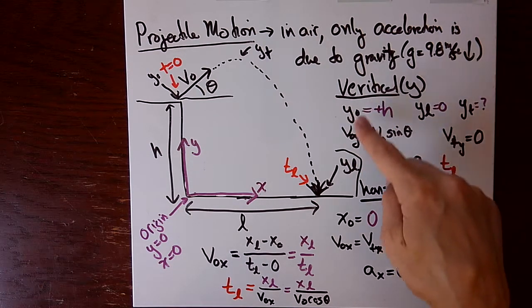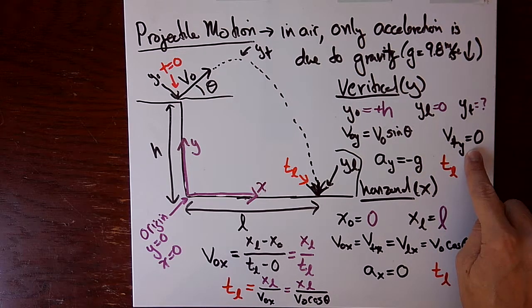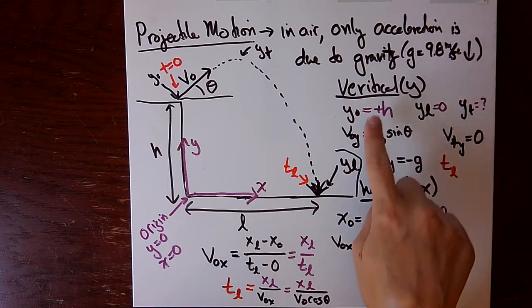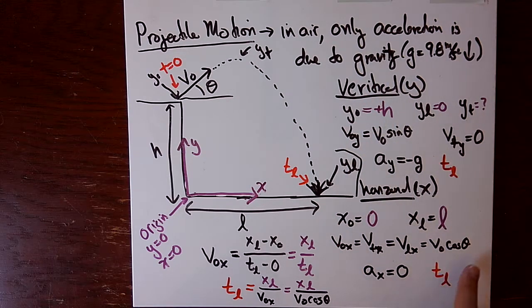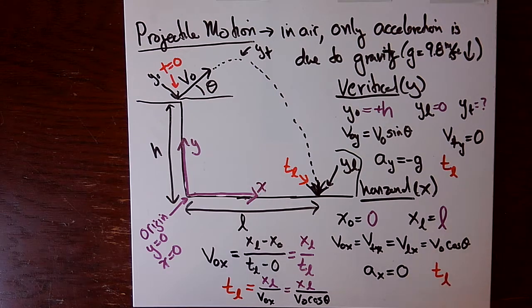Sometimes it'll be easier to solve for time in the vertical direction. Say, if you're at the top, where you know something about the velocity, the vertical component of the velocity is 0 at the top. So maybe then you'd solve for time up here vertically, and then you can plug that time into the horizontal information. So that's pretty much what you need to know about a projectile motion problem.